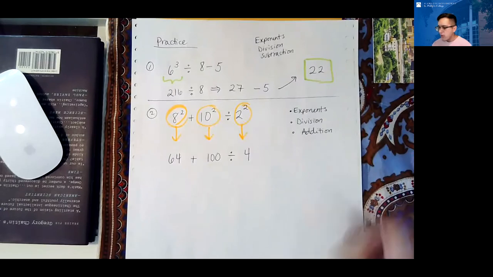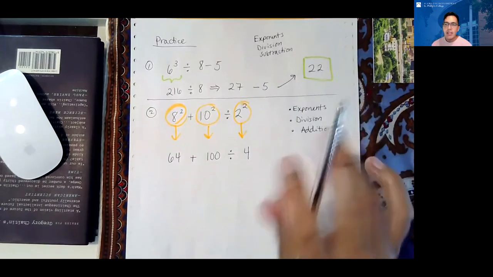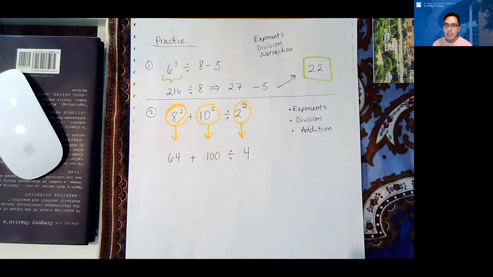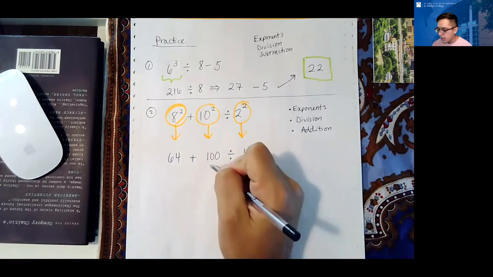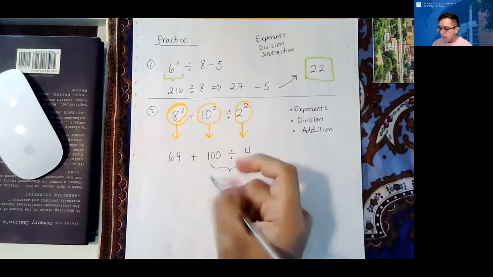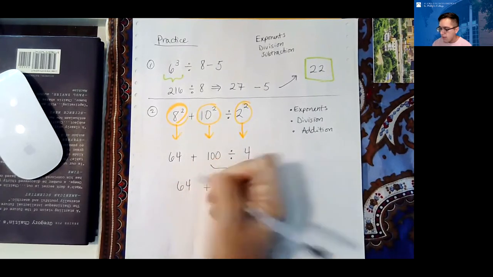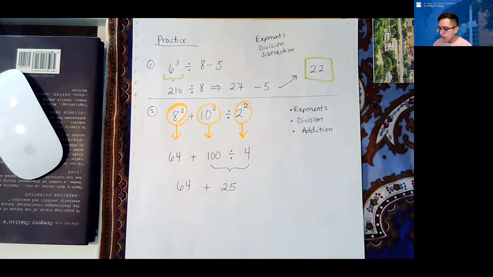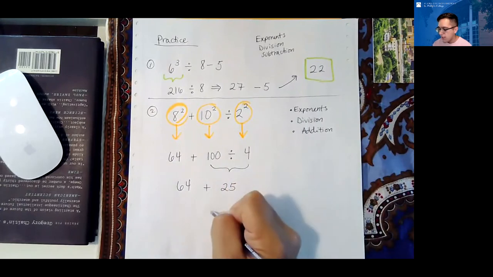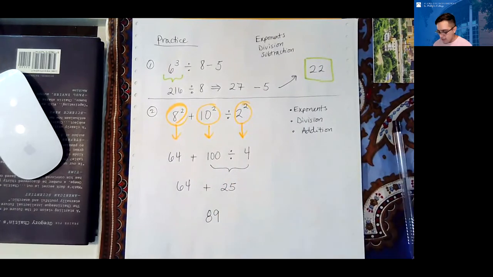Well, now, if we have our game plan set out right even before we start working with the numbers, division has a higher priority than addition. So we have to go ahead and do that division. So 100 divided by 4 is 25. And then that's what should give us our final answer of 89. Does anybody have any questions about that one?